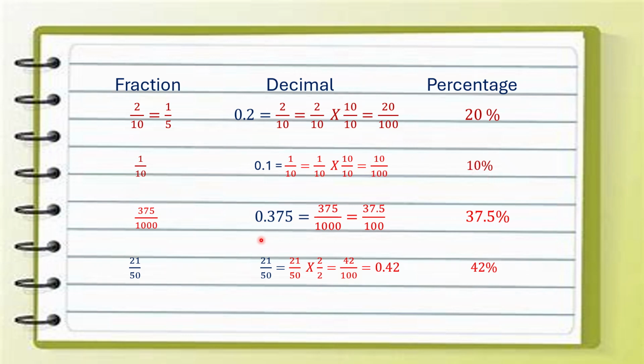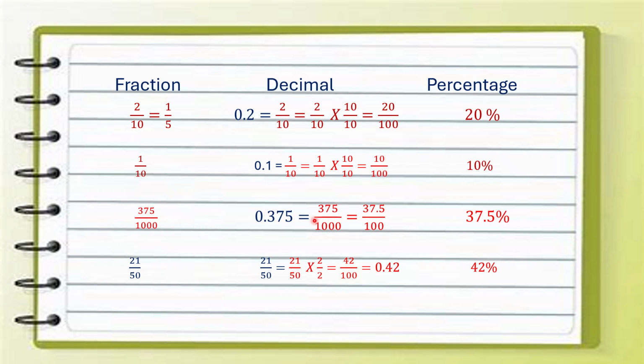Okay. Now next sum is 0.375. We are going to convert into fraction. How can we write this 0.375 as a fraction? So 375 by 1000. How is it 1000? After the decimal point, I have three places, right? So that's why the denominator is 1000. Okay. Now we converted into fraction. So that is 375 by 1000.